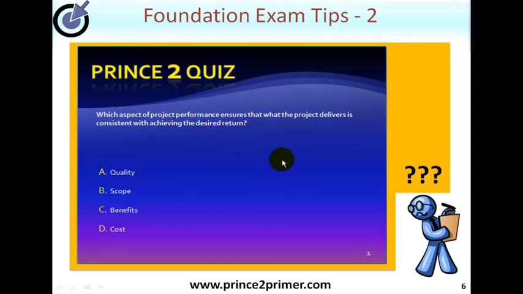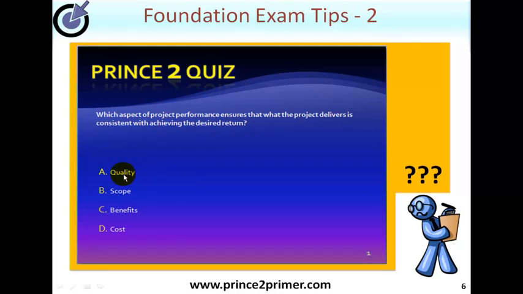Let's imagine, like our chum down here, you're really scratching your head about this one. Now, which one is it? Well, by a process of elimination, let's imagine you don't know, and if you do, well done. You think about quality. Well, desired return might suggest to you that this is something to do with the business case, at least return on your investment or something like that. So although quality is important, that's probably less likely to be the answer.